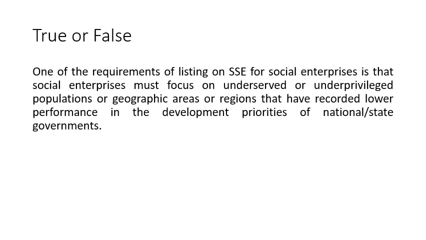So now we move on to a slightly technical aspect, but I think that will be again very clear. One of the requirements of listing on social stock exchange for social enterprises is that social enterprises must focus on underserved or underprivileged population or geographical areas or regions that have recorded lower performance in development priorities of national or state governments. The statement obviously looks very logical, sensible, and could be applicable for listing requirement. So this statement is actually true.